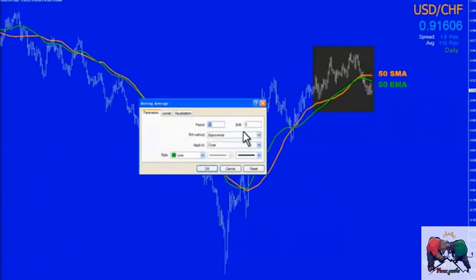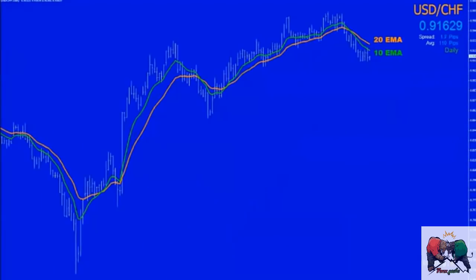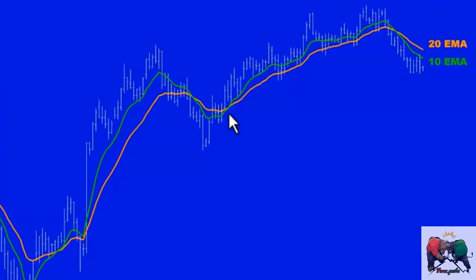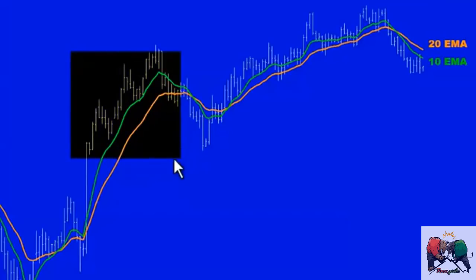Let's take a look at how different moving average periods react to price. Let's see what the result is if we place a 10-period moving average and a 20-period moving average on the same chart. As you can see, the shorter period moving average, in this case the 10 MA in green, follows price more closely compared to the larger period MA, in this case the 20 in orange. Due to its calculation, the 10 MA will create less distance between itself and price, whereas the 20 MA creates more distance between price and itself.